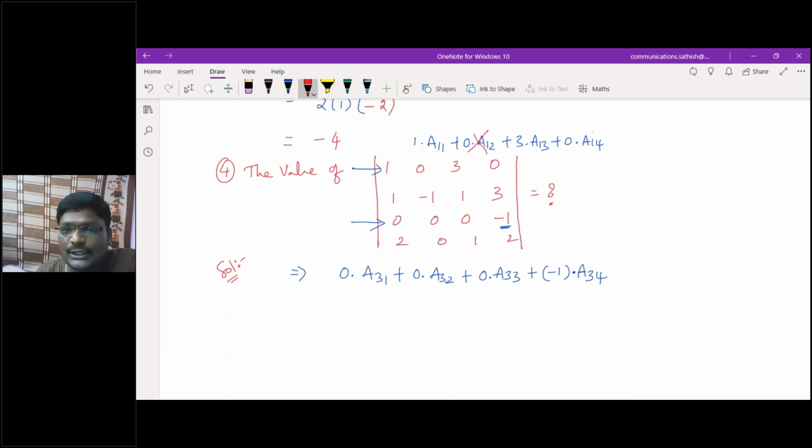Now this 0 is not required and this 0 is not required. Then you require only 1 into A11 and 3 into A13, so two times you have to do it. That's all. The way of calculating A11 and A13, you know, na? Similar to this approach. Clear? Yes, sir. Those who asked the doubt, did they get the point or not?